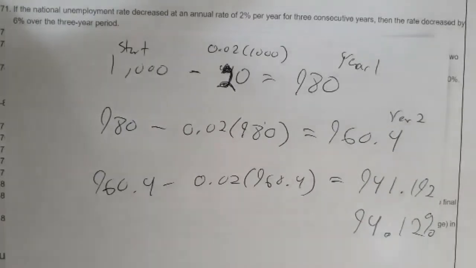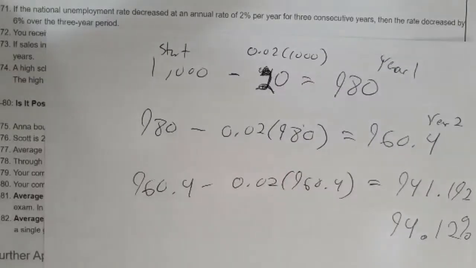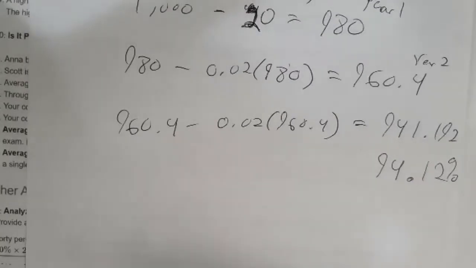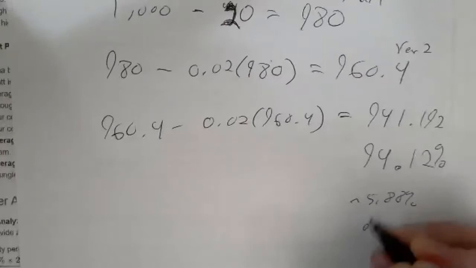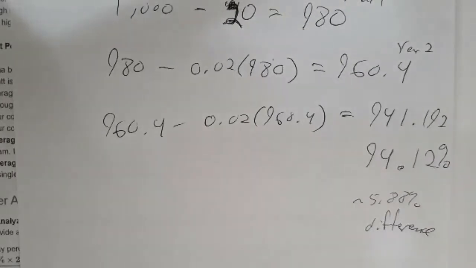Try to break my calculator. Let's try it. Do it again. Nope, still works. Okay. Yeah, it's 5.88%, right? That would be what this was. So it went down by 5.88%. Not 6.